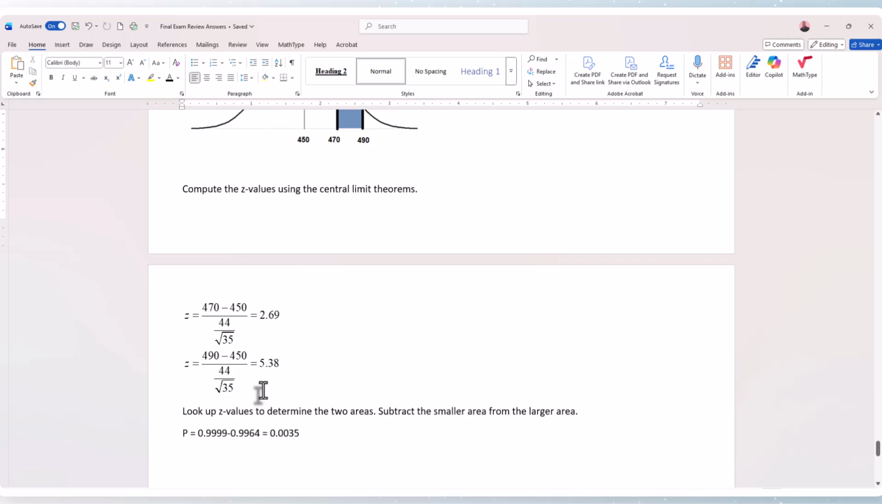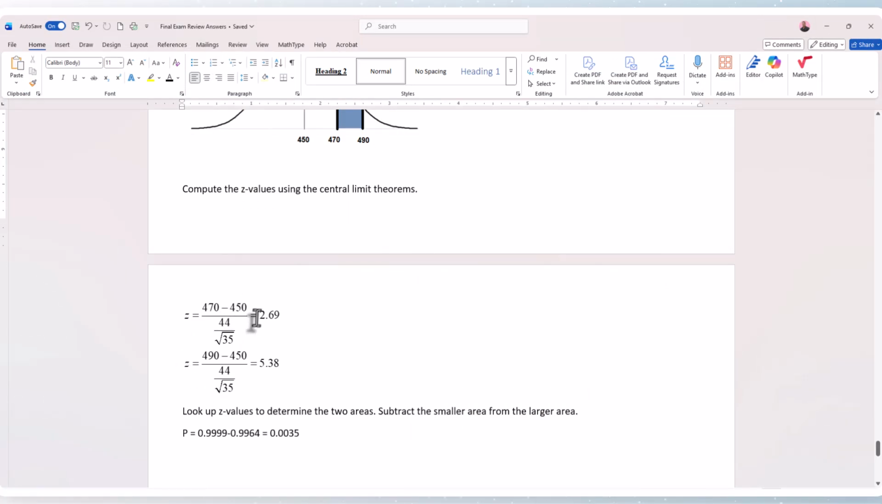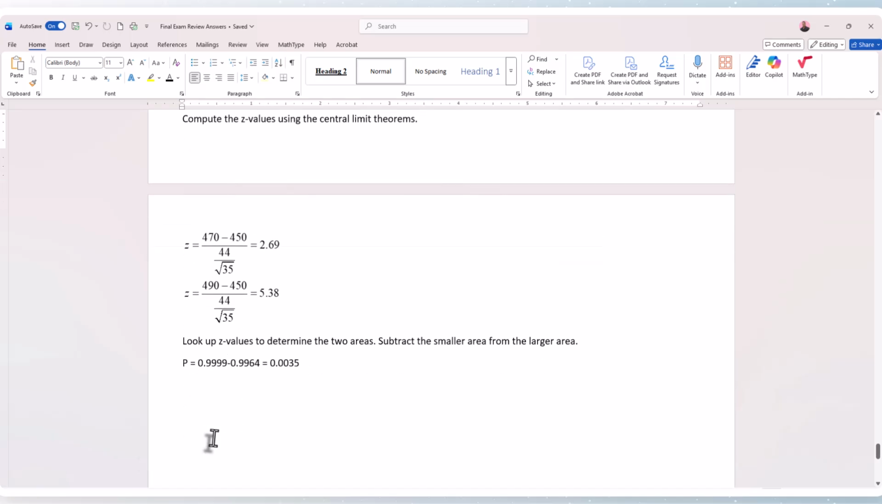Now we're going to look up both z values. So if we look up 5.38, it says any z value that's more than 3.49 has an area of 0.9999. Let's look up 2.69: 0.9964. And then we subtract the two areas, larger minus smaller, to get the answer, 0.0035.